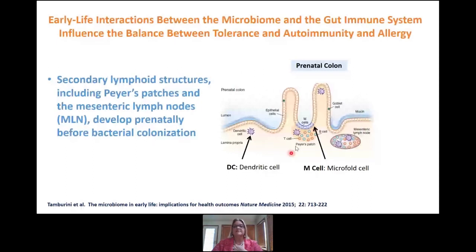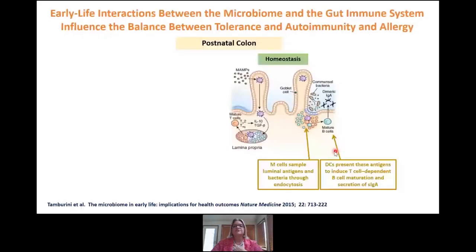So we have these M cells, which overlay the Peyer's patches, which I'll show in our sampling, dendritic cells, and the T and B cells in the mesenteric lymph nodes. In a homeostatic situation, we are educating this developing immune system with commensal bacteria. These M cells, or microfold cells, are sampling luminal antigens through endocytosis. These dendritic cells are then presenting antigens in a T cell dependent manner to promote B cells. And these B cells are secreting secretory IgA. So everything is happy. We have a nice mucosal barrier and protection.